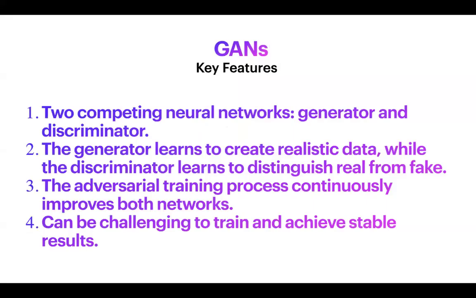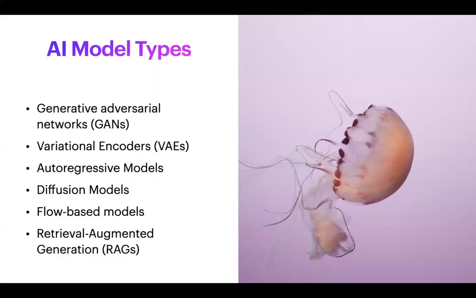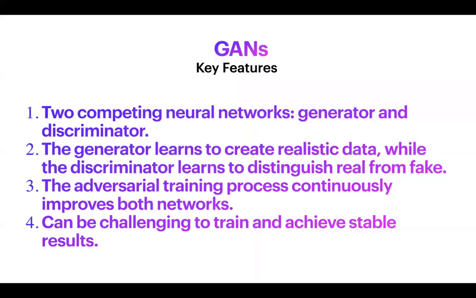And so GANs are generative adversarial networks. Their key features include two competing neural networks which generate and discriminate. The generator learns to create realistic data, while the discriminator learns to distinguish real from fake. This adversarial training process continually improves both networks, but it can be challenging to train and to achieve stable results.